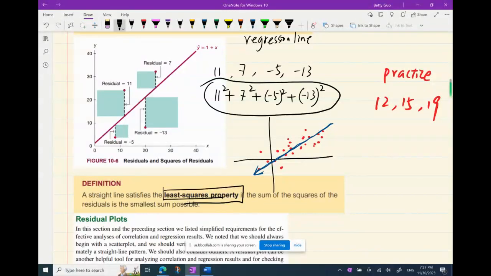Best fit. What's the criteria for best? The criteria for the best is the least squares property. The name of the property actually explains the standard. Least means the smallest. Squares of what? Residuals.